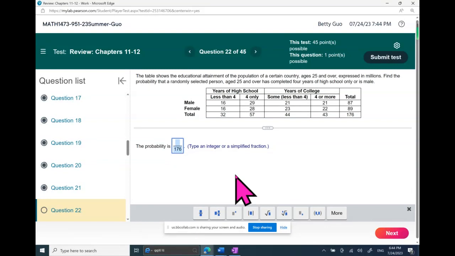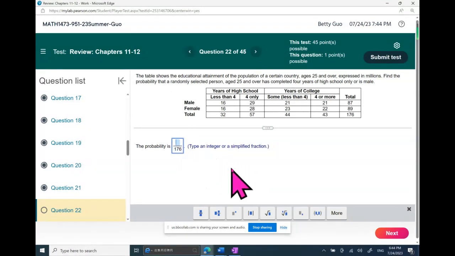Which two events? First event, you randomly select a person and you get a person who completed 4-year high school only. So this category, 4-year high school only. That's the first event. Second event is male. They are not mutually exclusive. They could happen at the same time. The person who completed the 4-year high school only, of course, could be male, could be female, right? So not mutually exclusive. Same as earlier.